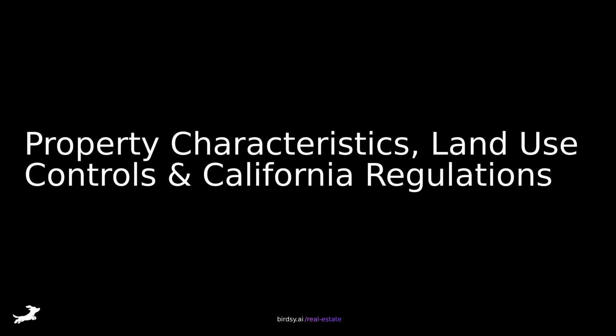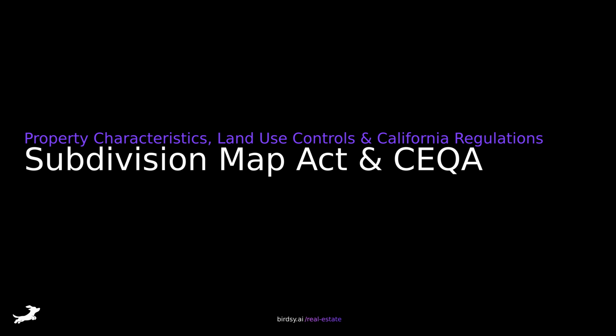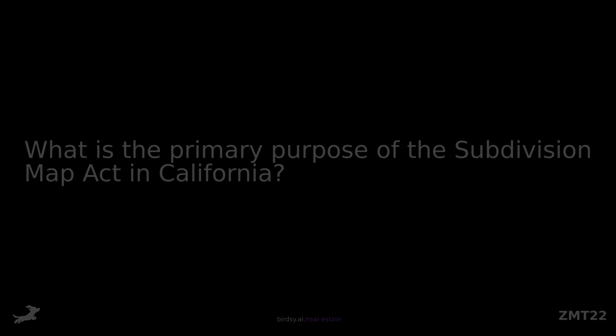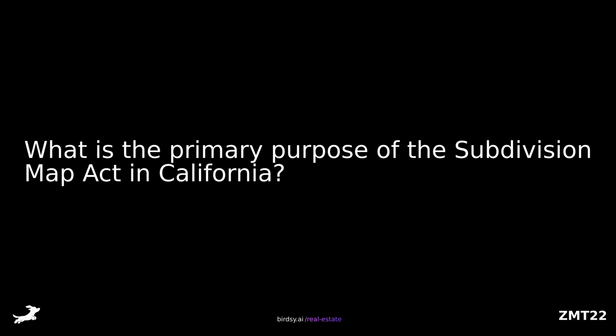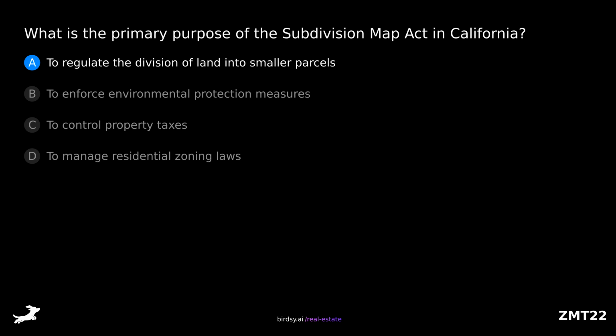Let's continue with property characteristics, land use controls, and California regulations. Subdivision Map Act and CEQA. What is the primary purpose of the Subdivision Map Act in California? Is it A, to regulate the division of land into smaller parcels? B, to enforce environmental protection measures? C, to control property taxes? Or D, to manage residential zoning laws?